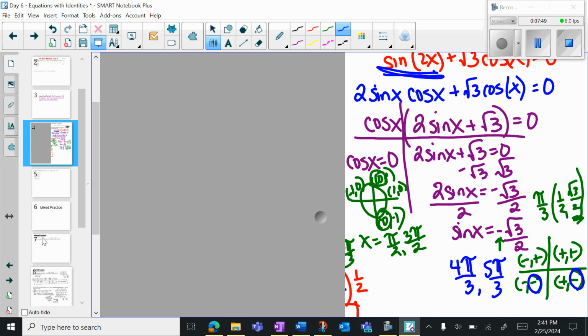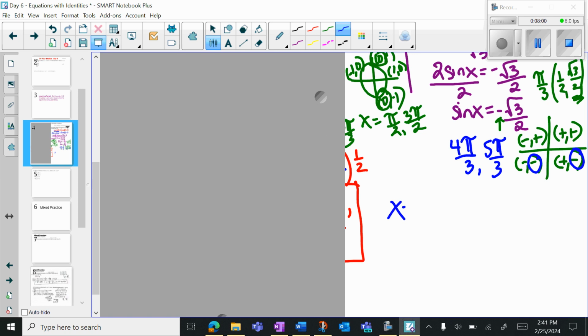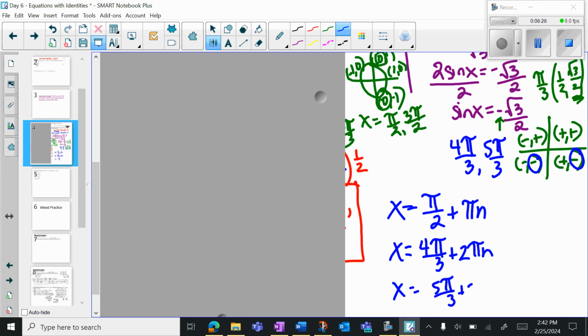But again, like the last question, it's asking for all input values in the domain of k that yield an output value of 0. So our solution is going to be x is equal to pi over 2 plus pi n, noticing that when cosine of x is equal to 0, it's happening twice in 2 pi, where n is any integer. And then x is equal to 4 pi over 3 plus 2 pi n, and x is equal to 5 pi over 3 plus 2 pi n, again where n is any integer. And those are my solutions.